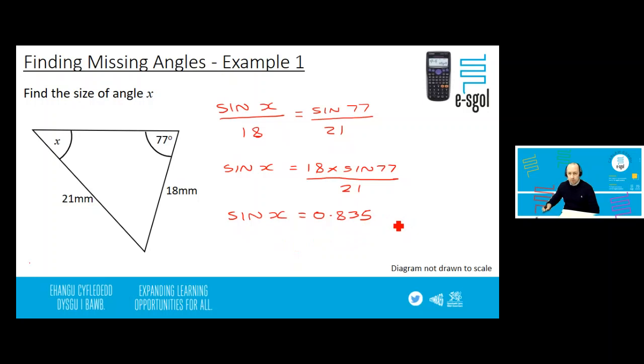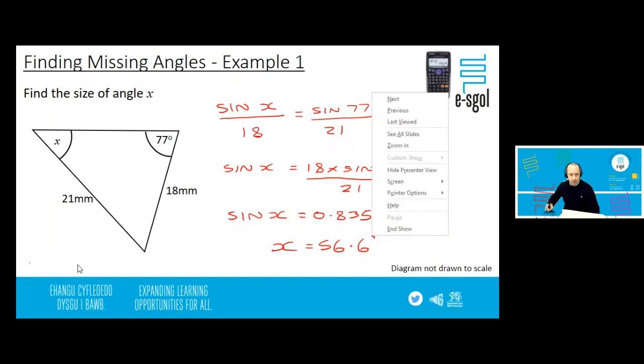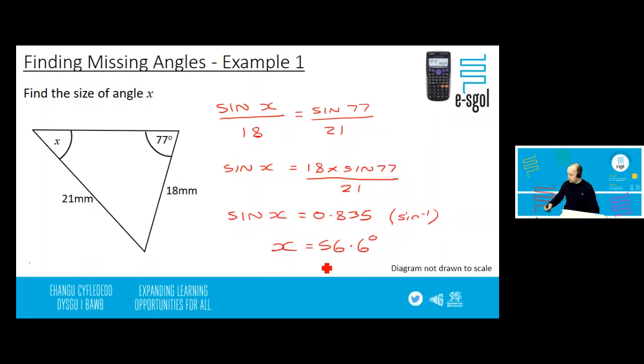So I'm just going to put that in brackets here just for your notes, sine to the -1, so we know what we're doing. And the value of x then, after you do sine to the -1, is 56.6. Is it millimeters? So be careful with this. It's going to be degrees because we're finding an angle. There we are. So 56.6 degrees. But of course, I still rounded to 1 decimal place. But it's the angle I'm finding and not the length of the side.